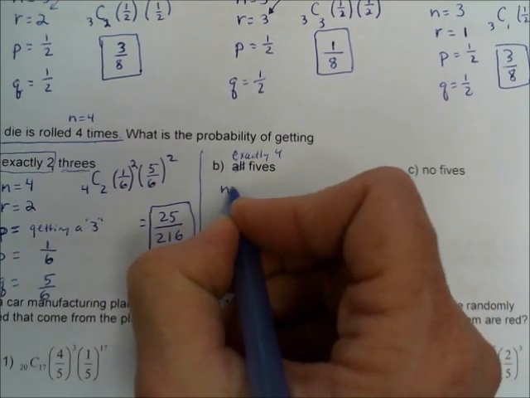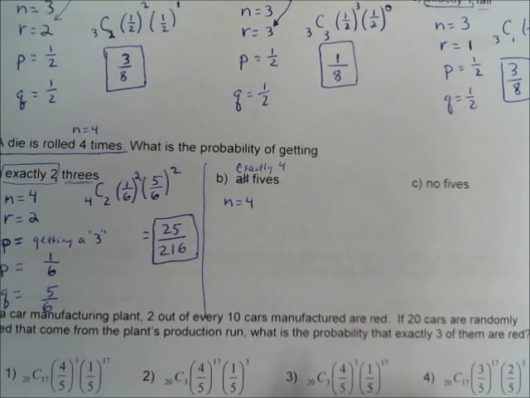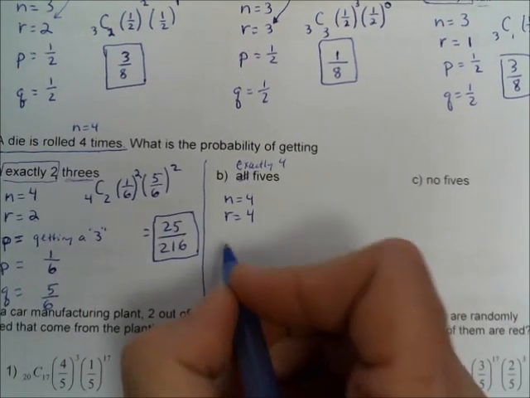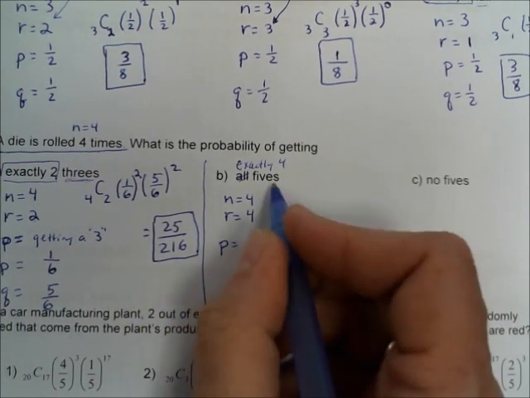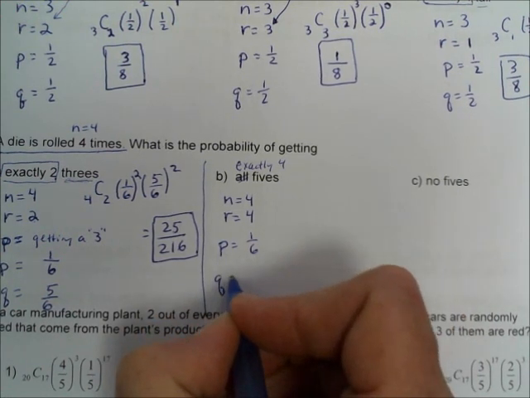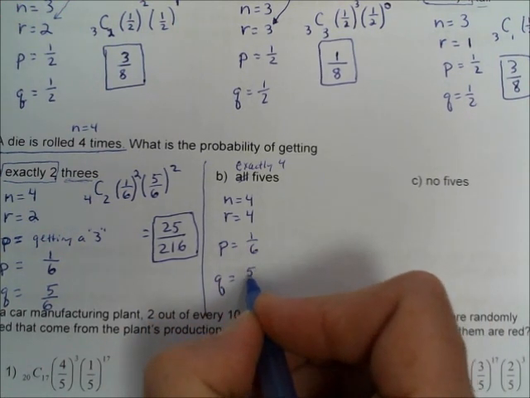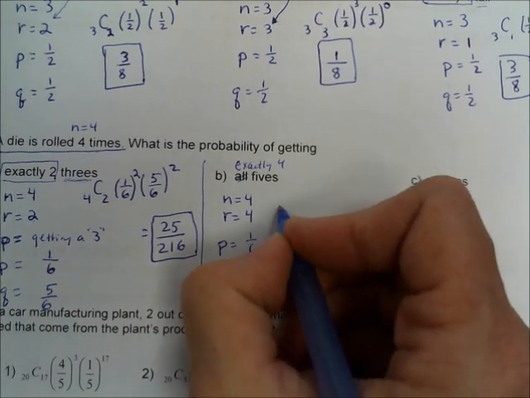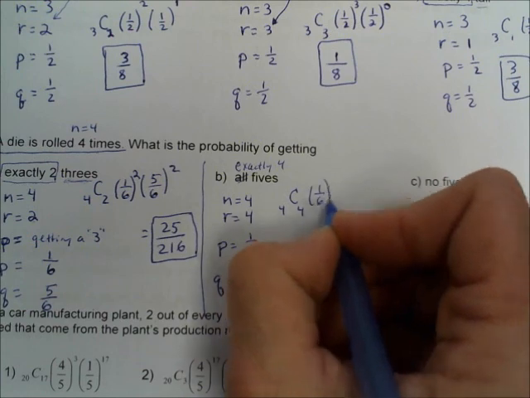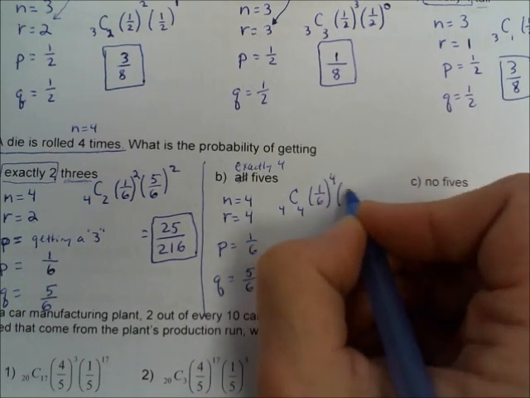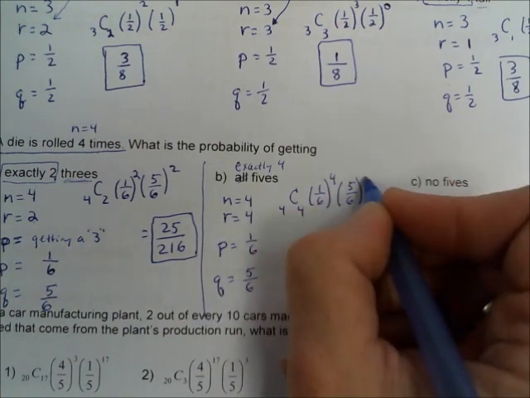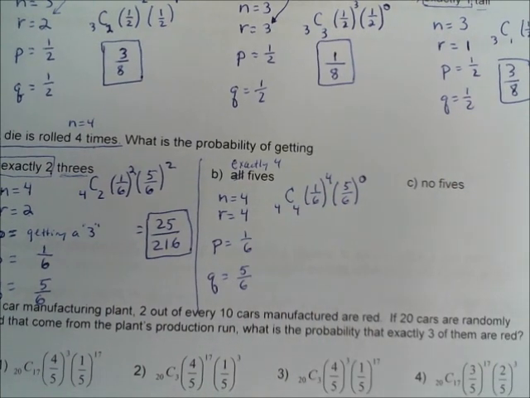So we're still rolling the dice 4 times. That's our activity. We want to get 4 5s, and your probability of getting a 5 on a roll of a dice is still 1 in 6. So the probability of not getting a 5 is 5 in 6. So we're going to do nCr times P to the R times Q to the N minus R. 4 minus 4 is 0. So there's our setup.